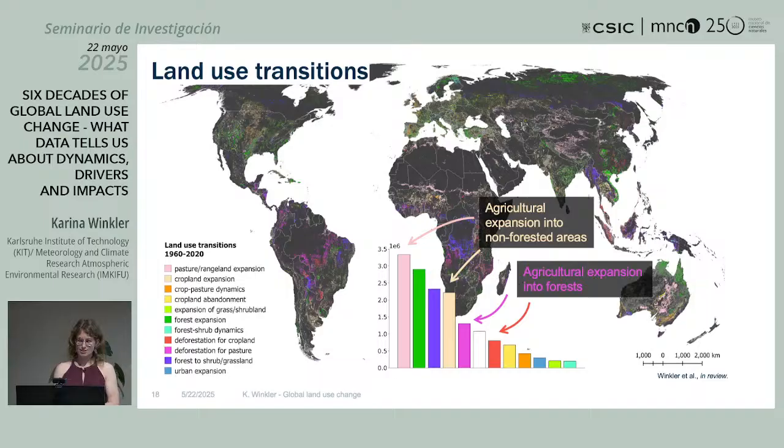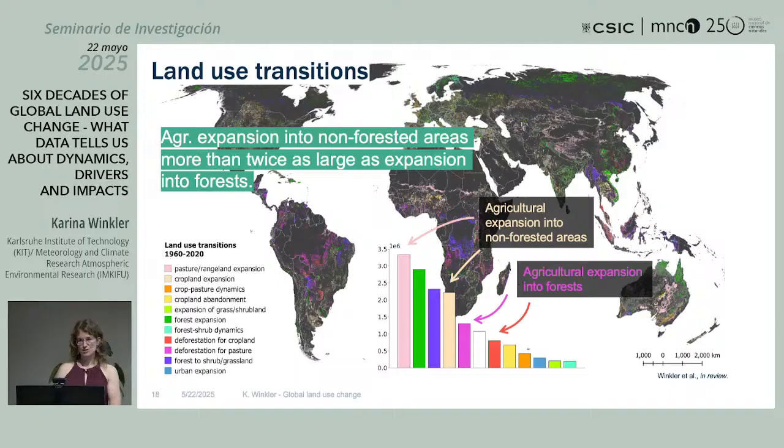And what is striking here is that the area where agriculture has expanded into non-forest ecosystems is more than twice as large as the expansion into forest. And this also shows the importance. We talk a lot about deforestation, about tropical deforestation. It's an important topic. But sometimes savannas and other non-forest ecosystems of the global south, or of the tropical and subtropical regions, are a bit neglected, although there's a lot more area, space-wise, and it has had a higher impact in the recent past.